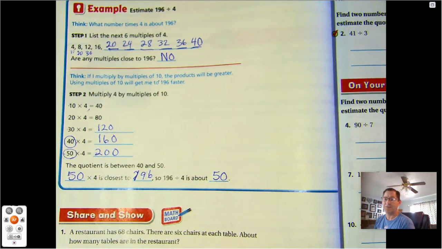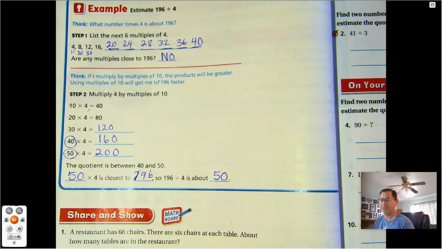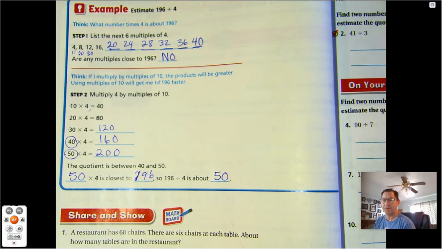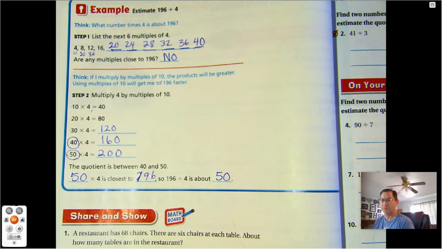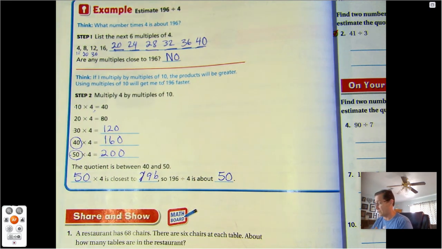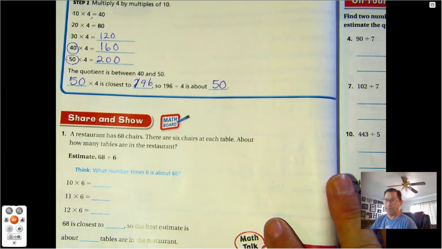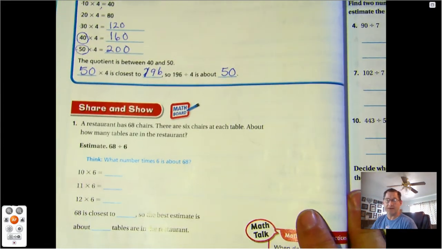Okay, so that got us to 196 a lot faster. Now, if it was 19 divided by 4, we can skip count, right? 4, 8, 12, 16, 20. We get there much faster. All right, we have to look at the divisor and the dividend.